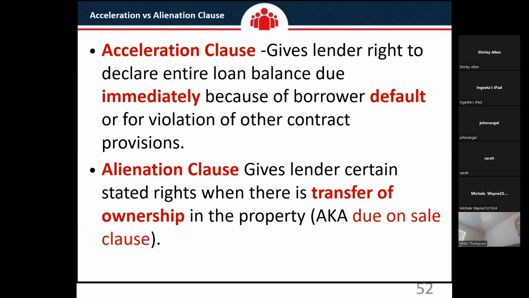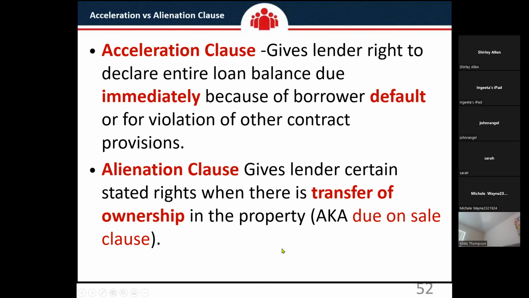Alienation is when the borrower, say, quit claims the house to his brother, transferring the ownership to his brother, and did not consider getting approval from the lender to do that. So that was a transfer of ownership via a quit claim document or something of that nature. And that gives the lender the right to invoke a due on sale clause, because the lender did not approve that. So you're looking for certain things in the question.